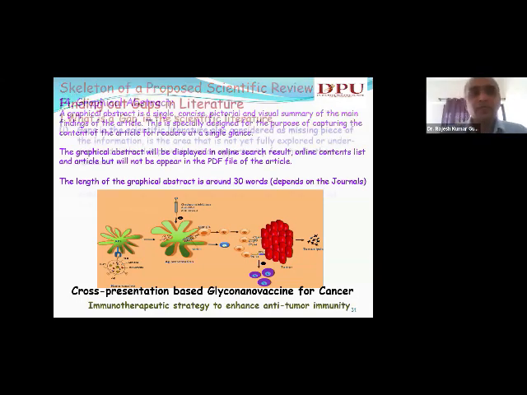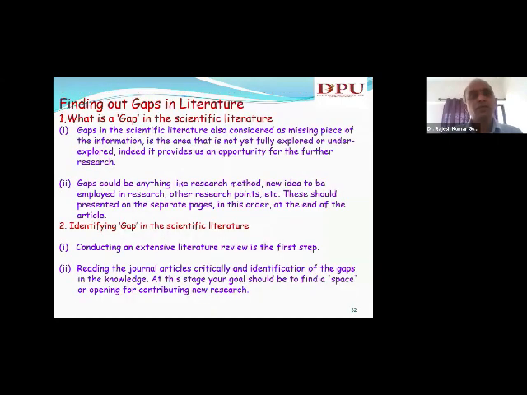Coming to the last point, the second part of this: what is the gap in the scientific literature? Whenever you have to find gaps in the scientific literature, a gap is considered a missing piece of information in an area that is not yet fully explored or is underexplored. It provides us an opportunity for further research work. Gaps could be anything like a research method, a new idea to be employed in research, other research points, etc. This should be presented on a separate page at the end of the article.